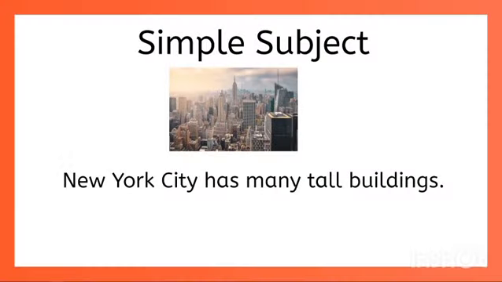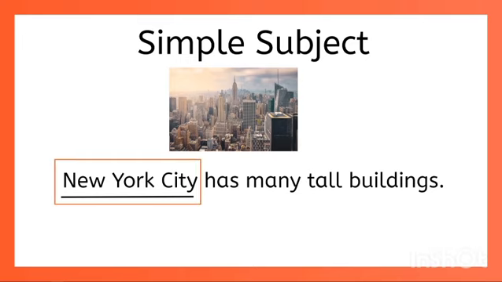Sometimes the simple subject actually contains more than one word. Like in the sentence, New York City has many tall buildings. The complete subject is New York City, and the simple subject is also New York City. It's only one place, but there are 3 words in its name. Some nouns are like that. You might have 3 names, a first, middle, and last name, but they are only naming one person, so the 3 words make up just one noun.